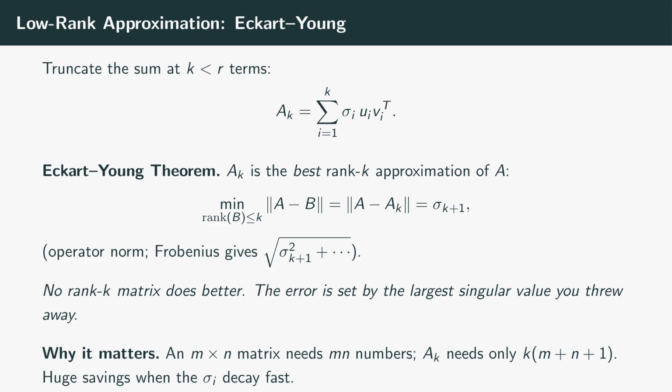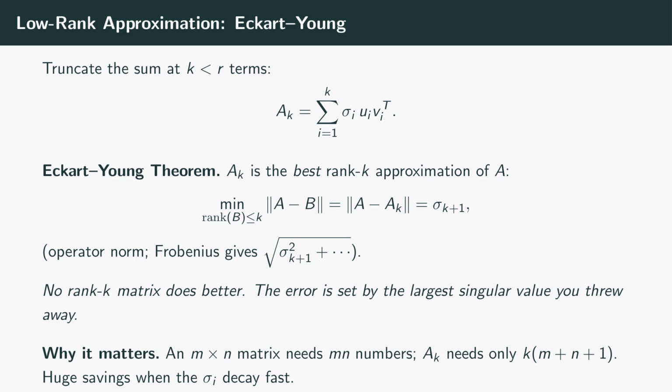Now the payoff that makes the SVD the most useful tool in applied linear algebra. Take the rank 1 sum and keep only the first k terms, the k largest singular values, and discard the rest. Call the result A sub k. The Eckart-Young theorem makes a remarkable promise. A sub k is the single best rank k approximation of A that exists. Among all matrices of rank k or less, none is closer to A. And the error you incur is governed by the very first singular value you threw away, sigma k plus 1.